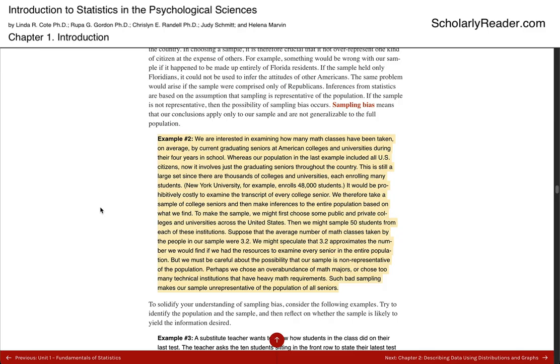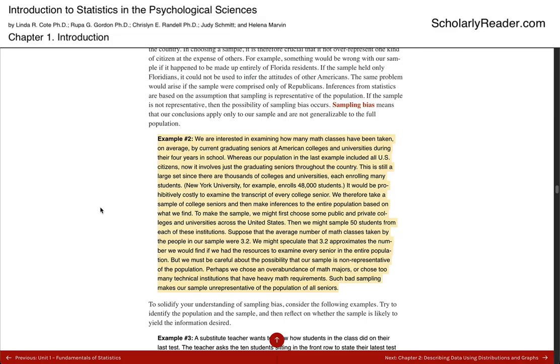Suppose that the average number of math classes taken by the people in our sample were 3.2. We might speculate that 3.2 approximates the number we would find if we had the resources to examine every senior in the entire population. But we must be careful about the possibility that our sample is non-representative of the population. Perhaps we chose an overabundance of math majors or chose too many technical institutions that have heavy math requirements.